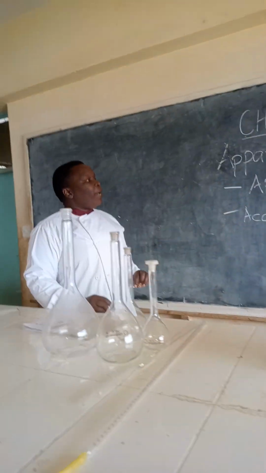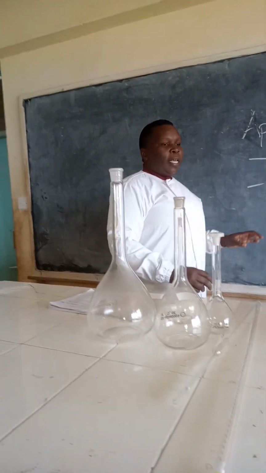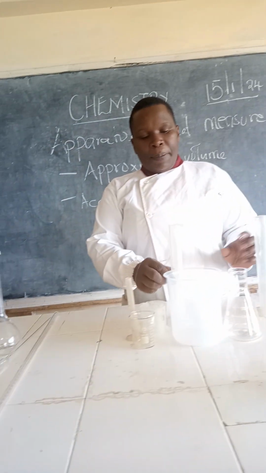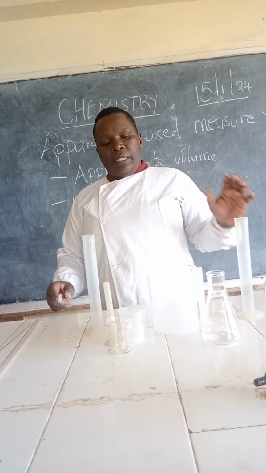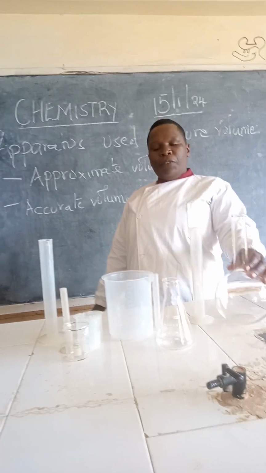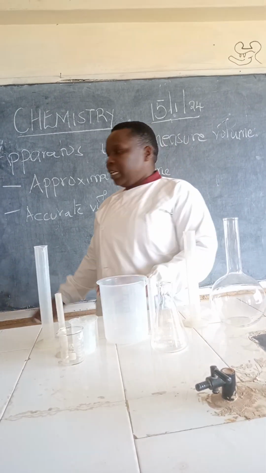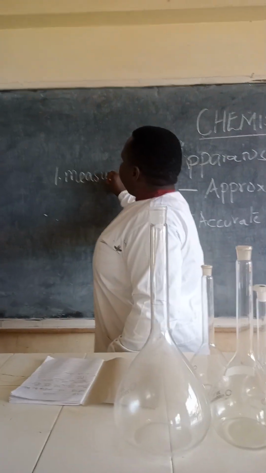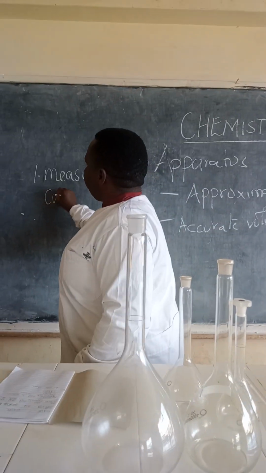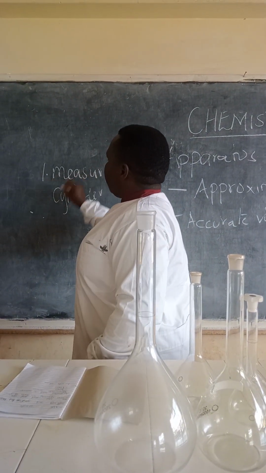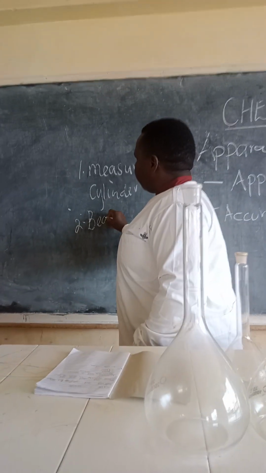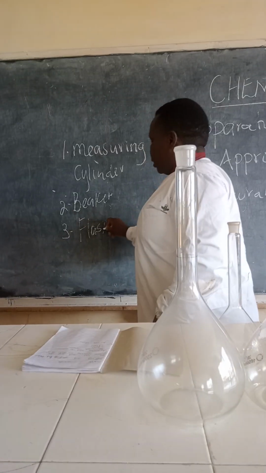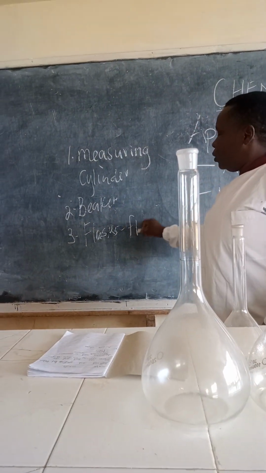We can start with the apparatus used to measure approximate volume. They are put here. These are the apparatus used to measure approximate volume, and they are of different shapes and different sizes. Number one, we have a measuring cylinder. Number two, we have a beaker. Number three, we have flasks, and one of them is a flat-bottomed flask.